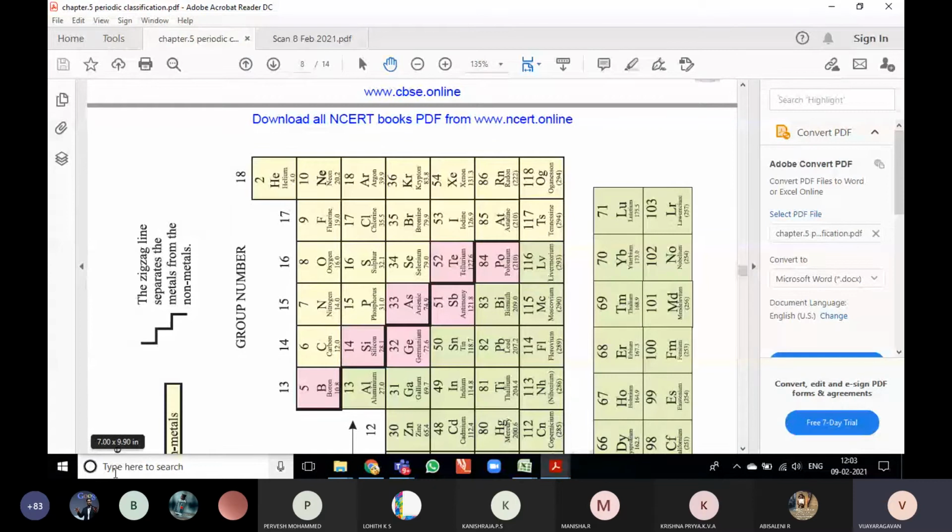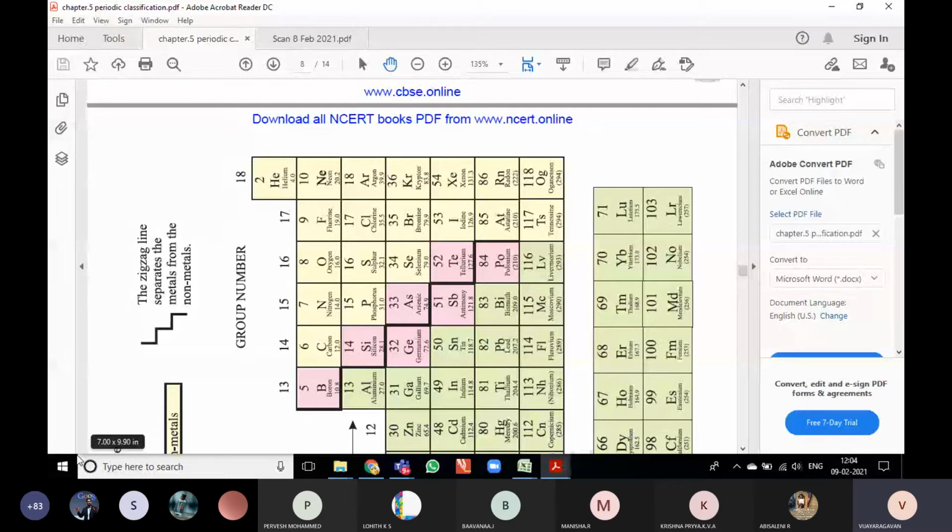This is an important point. Don't forget this point. Whenever you are asked for the names of halogens, you can tell fluorine, chlorine, bromine, iodine. These four are really important for you. Whenever you are asked for examples of halogens, you can write these alone: fluorine, chlorine, bromine, iodine.